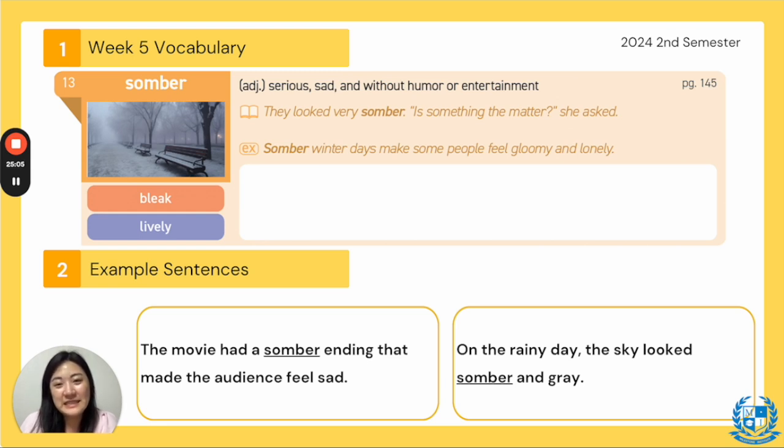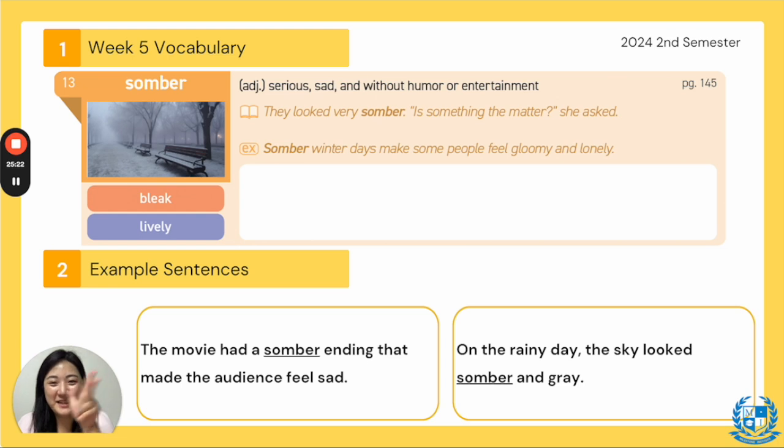In the novel, it says they looked very somber. Is something the matter? she asked. They all looked sad and serious. When do you think people would be somber? Tell me. Example, let's read together.